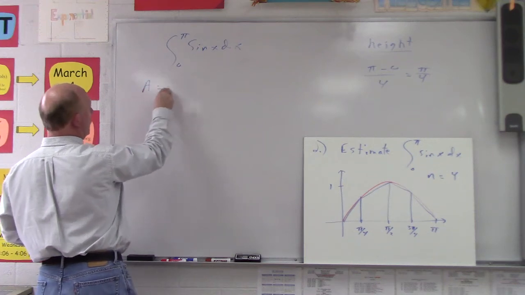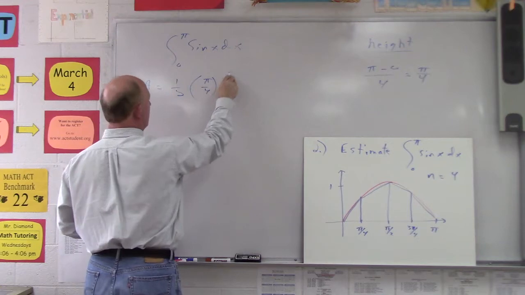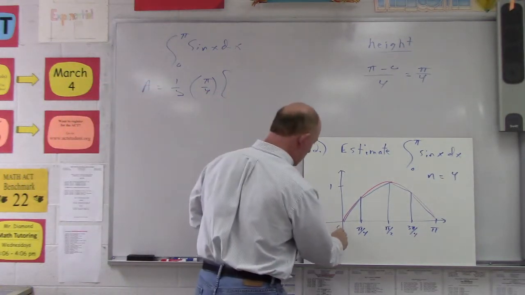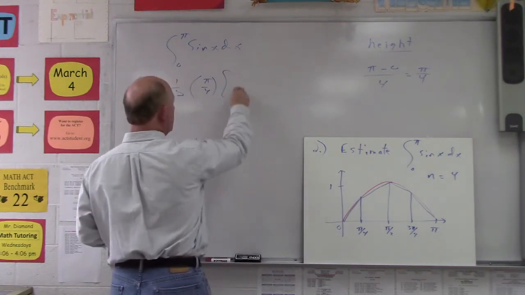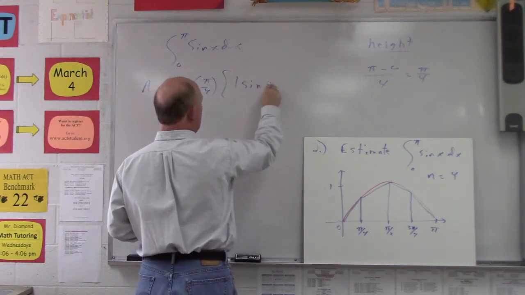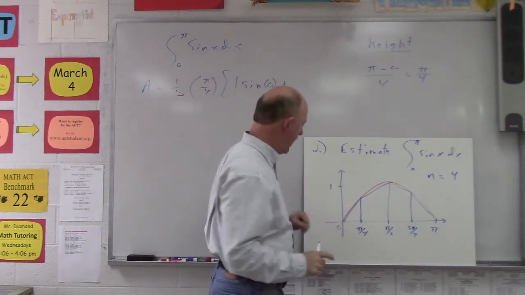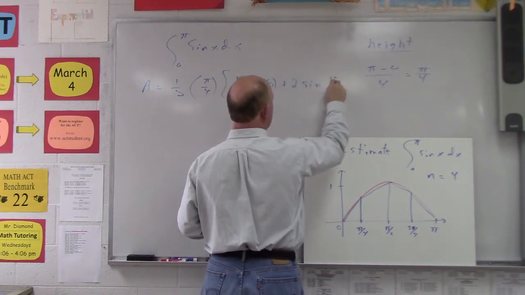So our area is going to be 1/2 times the height. Now the height will be pi over 4 times, now let's set up our bases. The first base here is going to be 0, so this will be 1 times sine 0, plus the next base, pi over 4, so it'll be 2 times sine pi over 4.